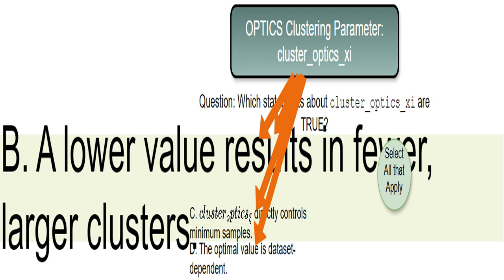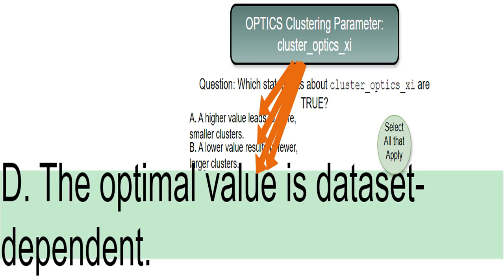This is also true. The best value for cluster_optics_xi really depends on the data itself. Dense data might need a higher value, while sparse data might need a lower one. It's all about finding the setting that makes sense for your particular dataset. You'll need to experiment to find what works best. So yes, this is true.